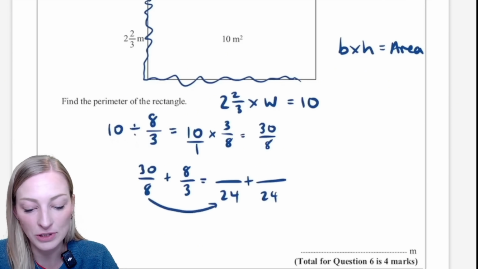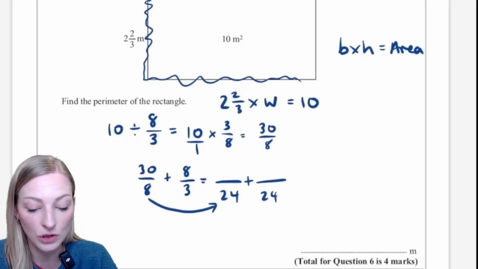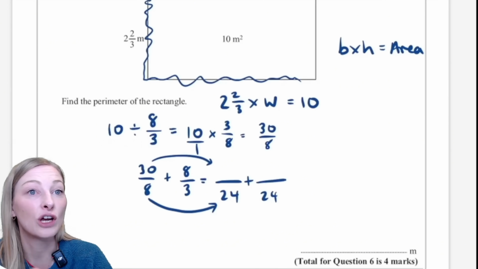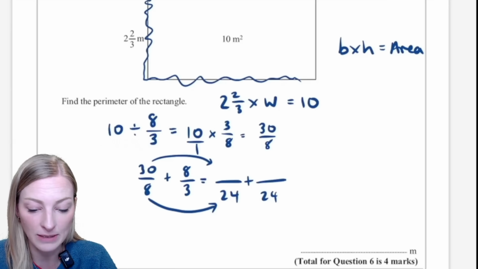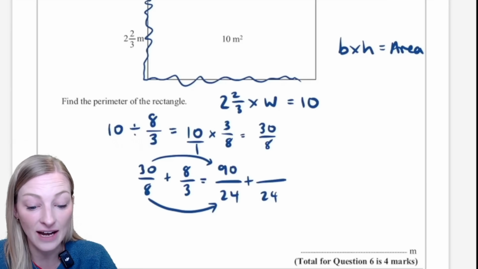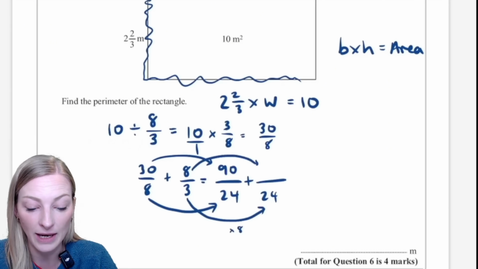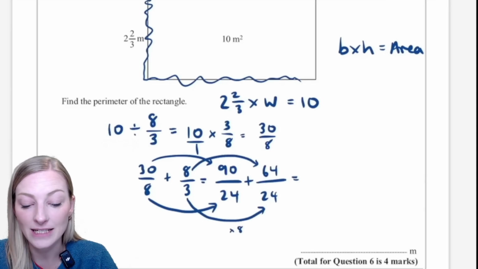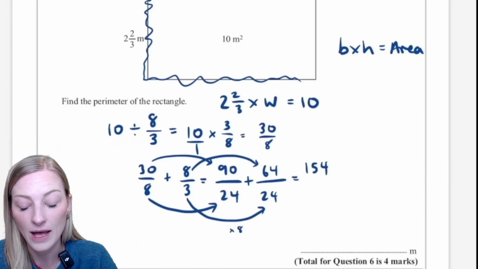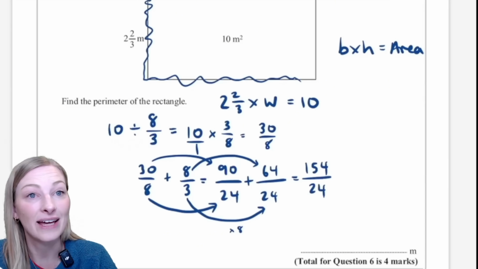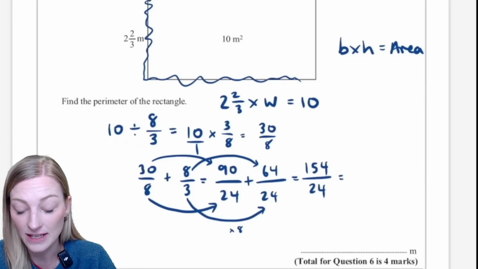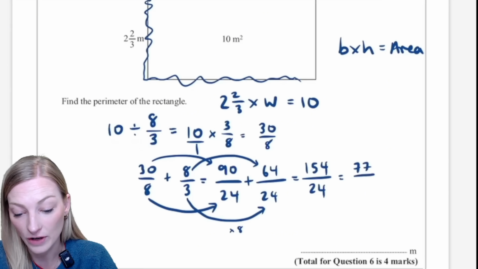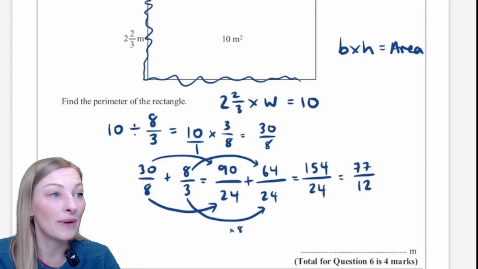Whatever we've done to the bottom of the fraction, we need to also do to the top, the numerator, to keep that fraction equivalent. I've multiplied the denominator by 3, so I'm also going to multiply the numerator by 3, and that's 90. For the second fraction, I've multiplied the bottom by 8, so I'm also going to multiply the numerator by 8, and that is 64. Adding them together, I get 154 out of 24. Now that simplifies because they're both in the 2 times table to be 77/12.